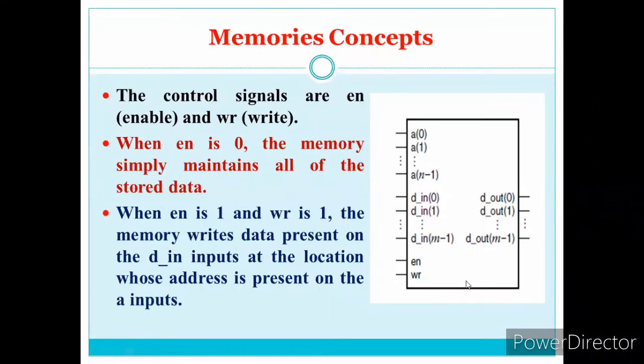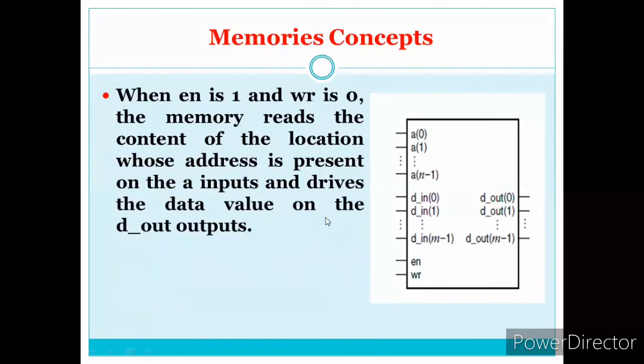But when enable is 1 and write is 1, what happens? We need to write the data. So the memory writes the data present in the data input at the location provided by the address. This is how a write operation happens.